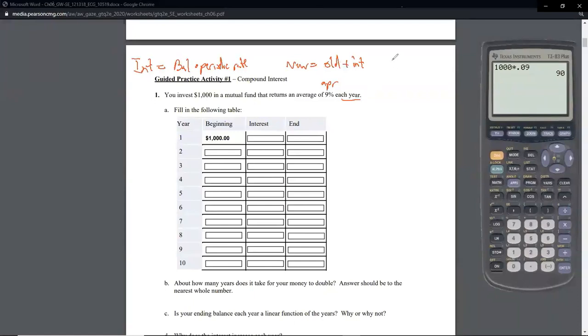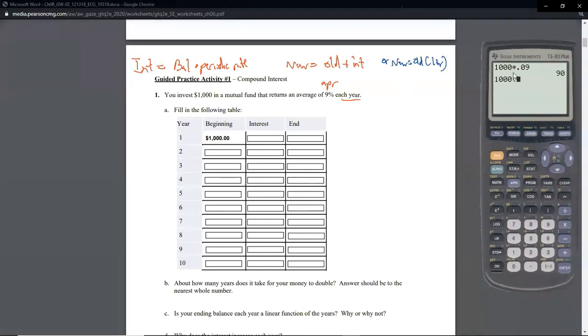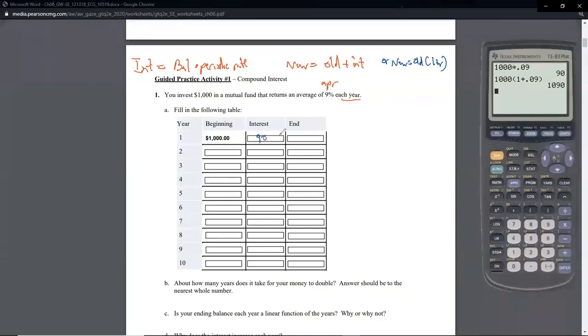If you wanted to use the other version, new equals old times 1 plus r, check this out. If we do 1,000, then parentheses, your calculator, you might have to hit times first, and then the 1 plus the rate as a decimal, so 0.09. And look at that, we get 1,090, which is exactly what 1,000 plus $90 is. If you took the 1,000, which was the starting balance, and you added the interest, which was the 90, you would still get 1,090. It's two different ways to get the same answer.